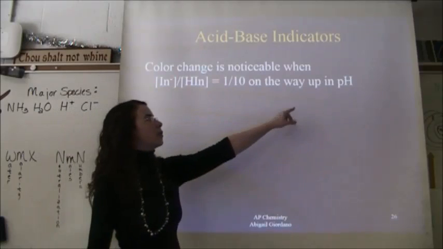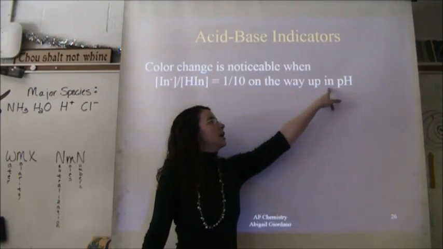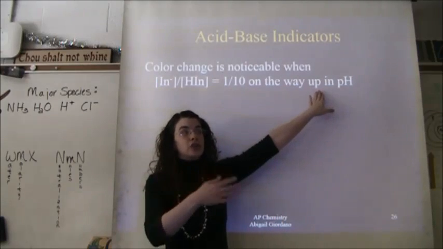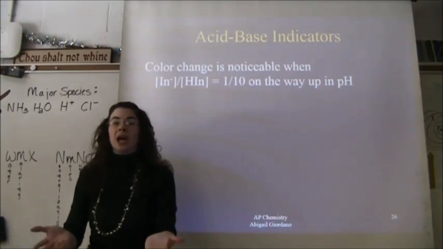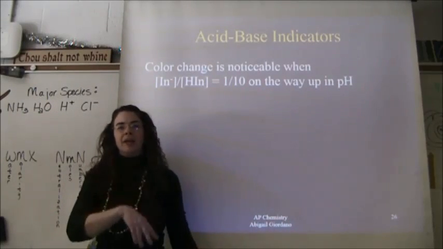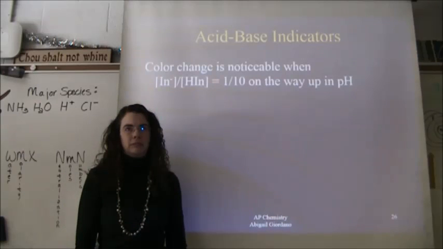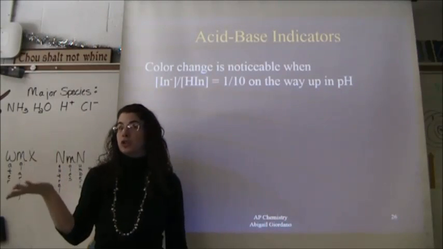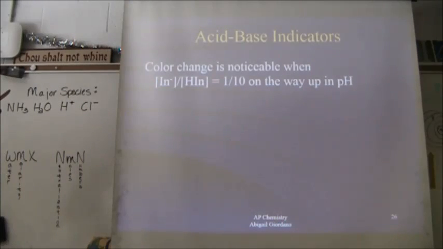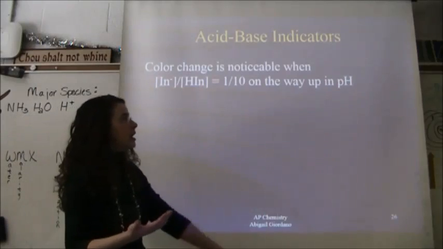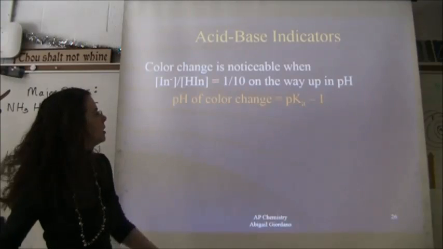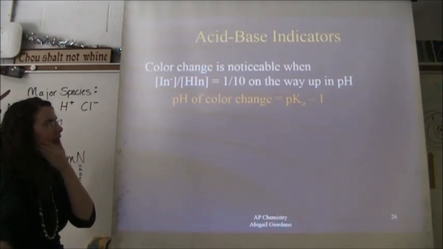Here's where I want you to focus, right here. If I am doing a titration, and as the titration goes on, the pH is going up, it's rising, what must I be adding more and more of? If the pH is rising, OH minus, I must be adding more and more base. Here's where an indicator will change color. The way we say it is, if you're titrating up in pH, pH of color change equals pKa minus 1.